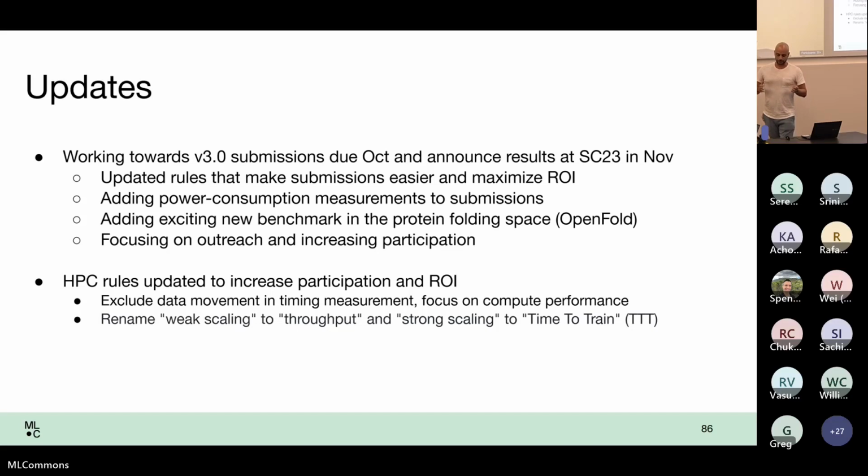Some of the rules we updated to make it easier for submissions: first, we are now excluding data movement from the time score. It used to be that everything was included in the score, but now you're allowed to move your data on your nodes, then start your timer, and then run the benchmark. And we also renamed our benchmarks to make it all cleaner and clearer to understand for the average audience member.